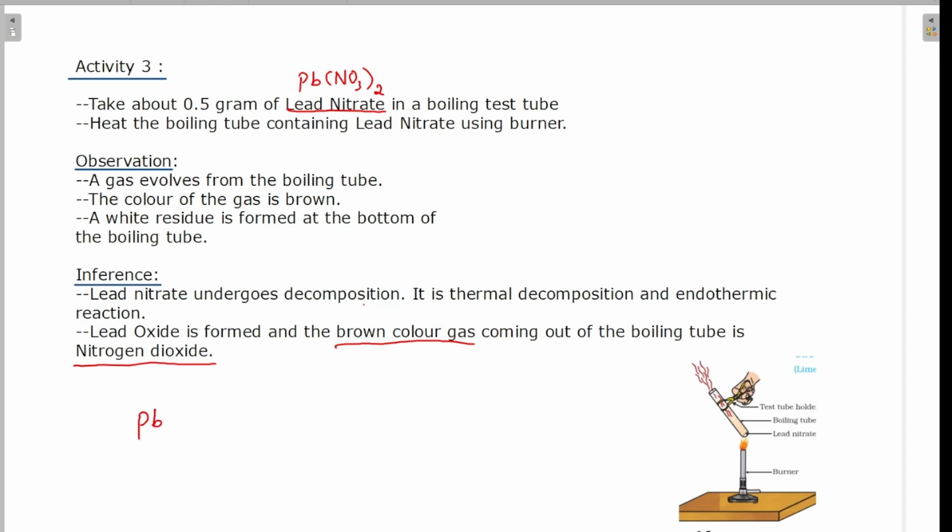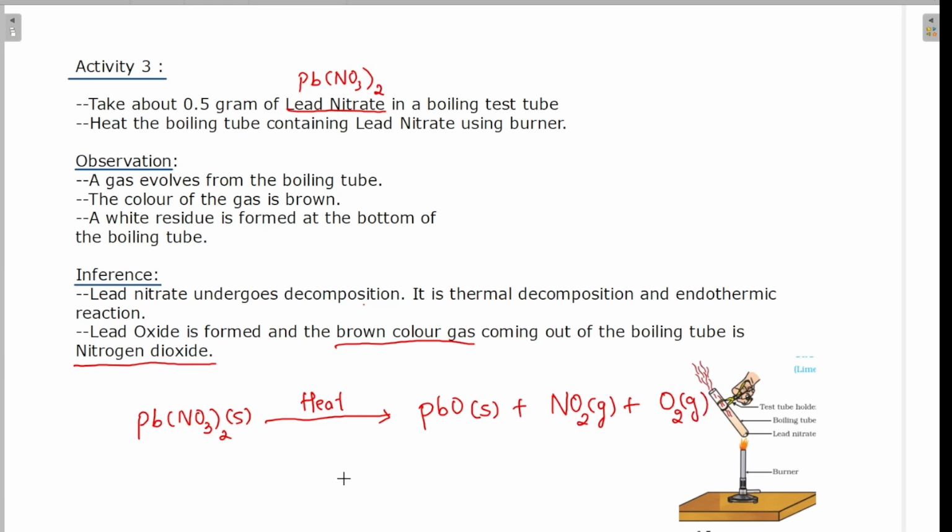Lead nitrate, Pb(NO3)2. It undergoes thermal decomposition reaction to form lead oxide. This is solid in state. This is also solid in state. Again, there is a formation of nitrogen dioxide gas, which is brown in color, along with the formation of oxygen gas here. This is the thermal decomposition of lead nitrate.